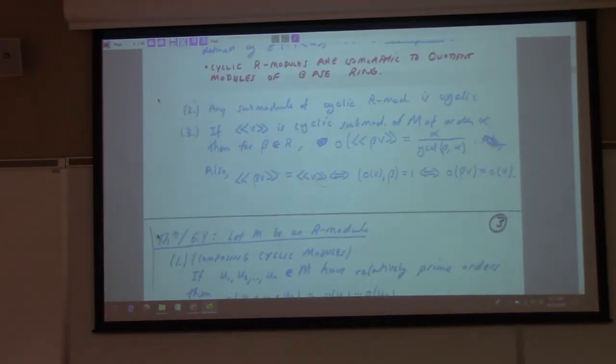Any submodule of a cyclic R module is cyclic, and we had these super nice formulas relating the order of various things as they may or may not be relatively prime. So suppose you want another generator, another order, for the cyclic submodule generated by V. Then if you can find a beta in the ring, of course, such that the order of V and beta are relatively prime, then you'll generate the same cyclic submodule. So, all right.